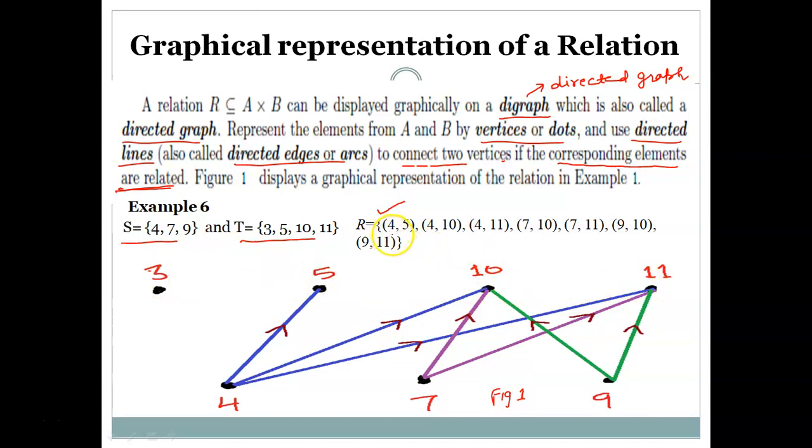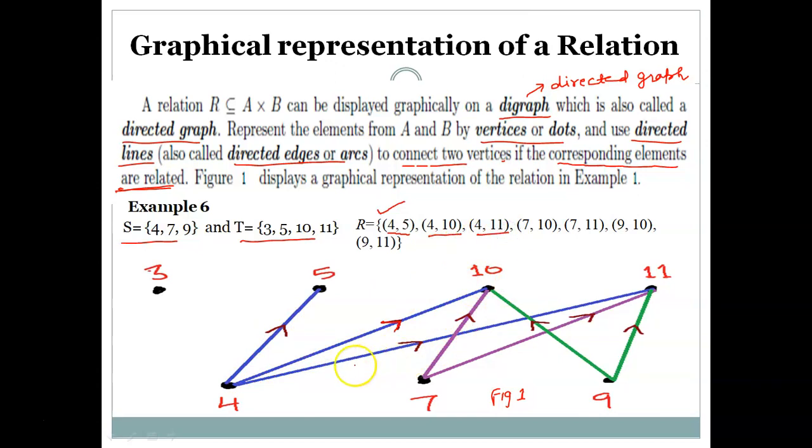Now look at the element here. 4 is related to 5. That means you can have a directed edge from 4 to 5. Again, 4 is related to 10, so you can have a directed edge from 4 to 10. Directed means here direction is being marked that it is related. Means 4 is related to 10, not 10 is related to 4. In fact, that is why this arrow is marked.